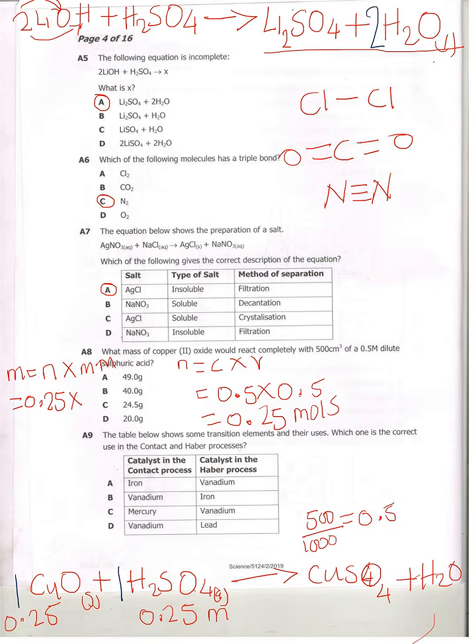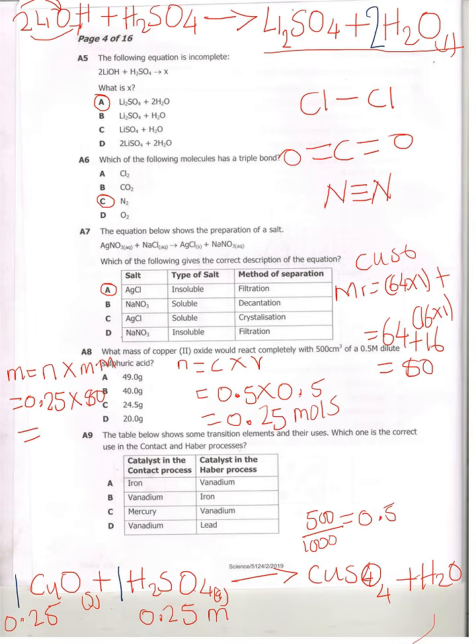We have 1 atom of copper. Copper has the mass number of 64 times 1, plus oxygen, which is 16 times 1. So 64 plus 16 is 80. So we put 80 here. So 0.25 times 80, I'm getting 20. So my final answer is 20 grams. So from the multiple choices, our answer is D.